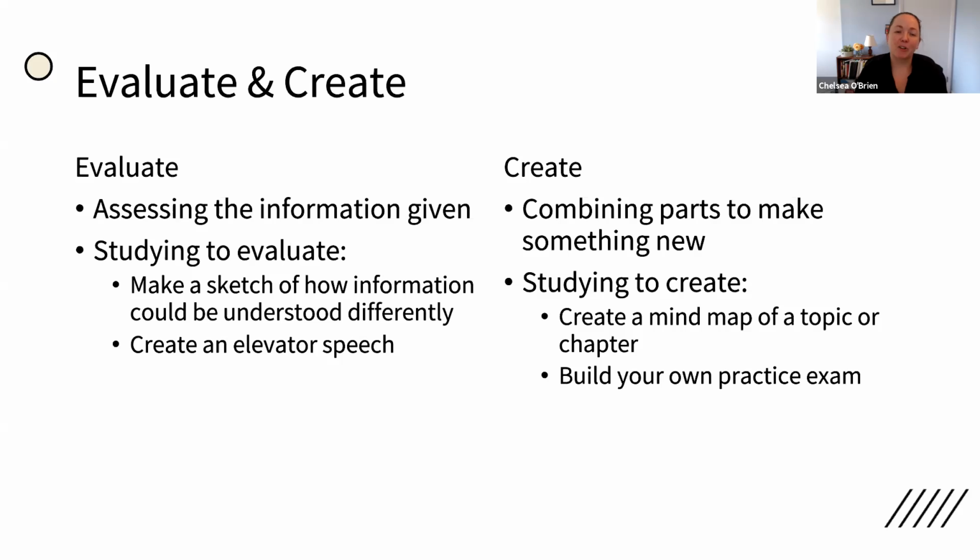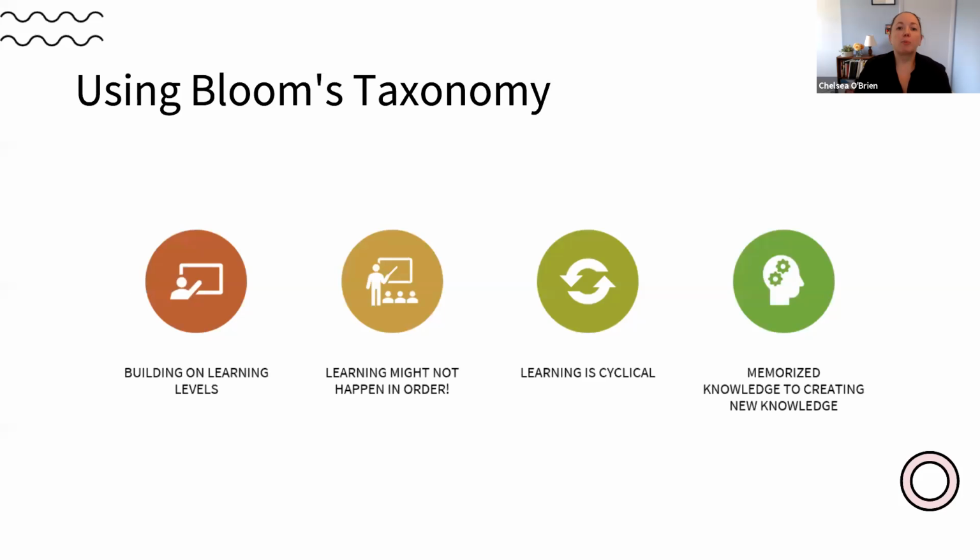The last level, according to Bloom, is create. This is when you're combining parts to make something new. And so it's create, right? So it can be really creative. You can create a mind map of a topic or a chapter, really branch out, figure out how each piece plays a role within your main topic. You can also build a practice exam. By creating your own questions, you're combining and evaluating and applying all of your knowledge. You're trying to retrieve, you're trying to do all of those things we've already talked about in the different levels of Bloom's knowledge.